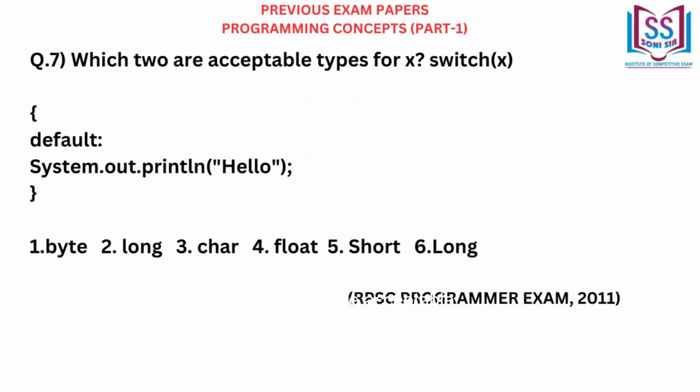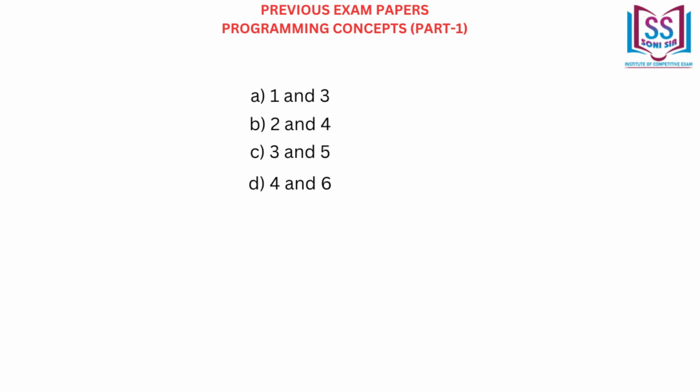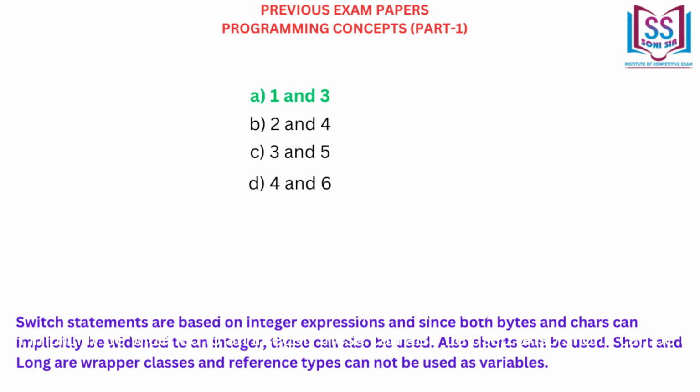Which two are acceptable switch argument types? 1 byte, 2 long, 3 character, 4 float, 5 short, 6 long. A. 1 and 3. B. 2 and 4. C. 3 and 5. D. 4 and 6. Correct answer: A. 1 and 3.